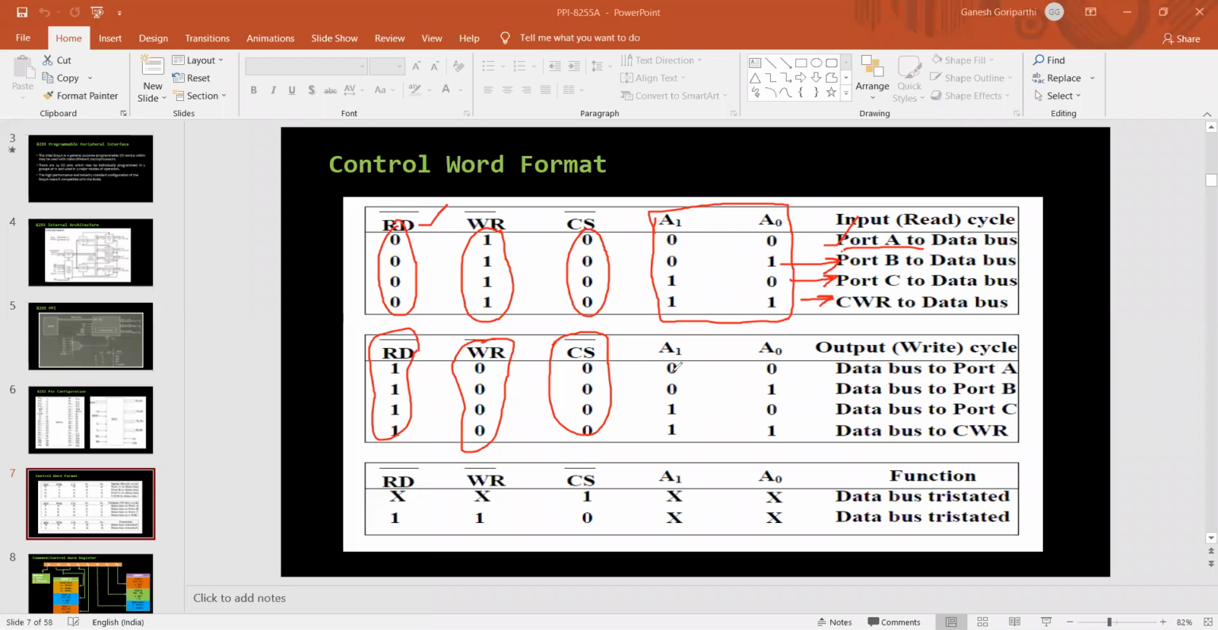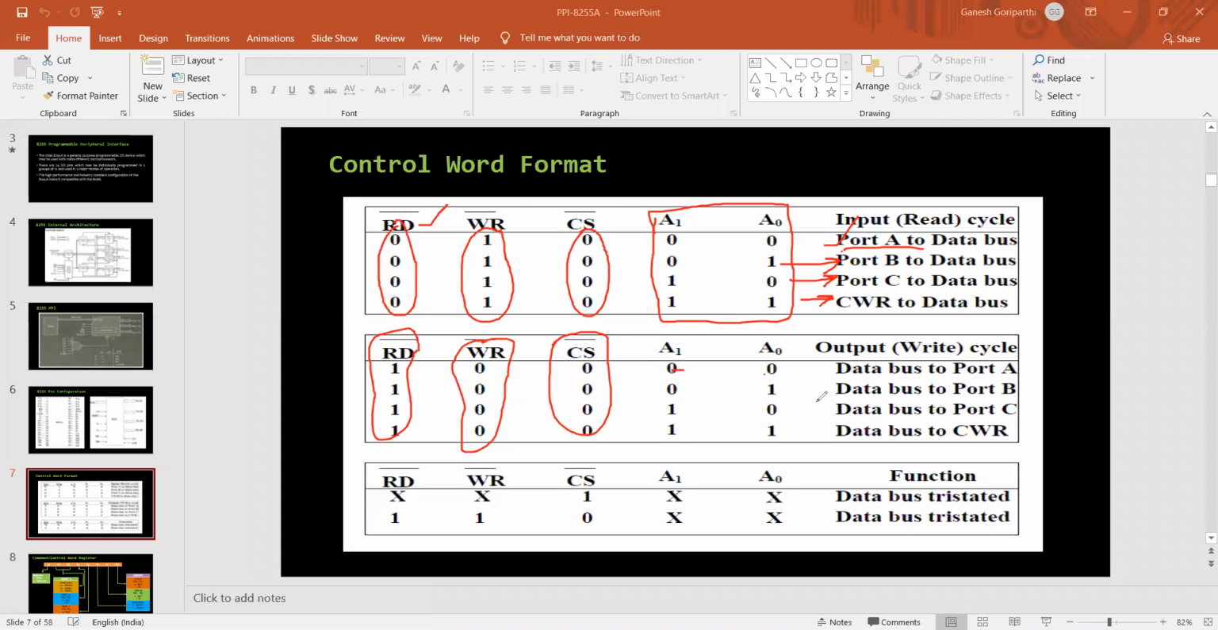Same thing: when it is 0, you will have port A. When it is 1, you will have a write operation through port B, and when you have 10, you will have a write operation through port C. And when it is 11, you will have the control word loaded through the data bus buffer. Okay, so this is how you need to produce the control word for a read operation or write operation through any of the ports, port A, port B, port C.